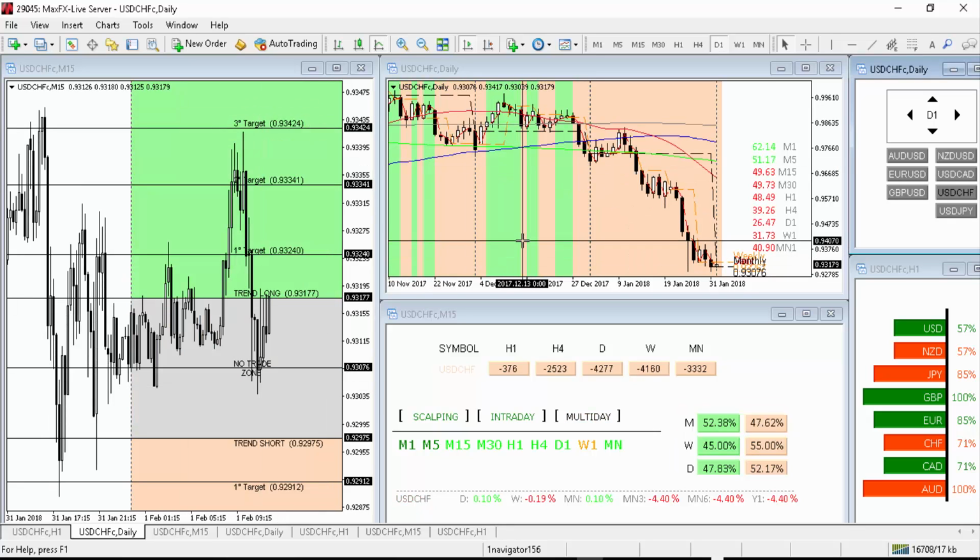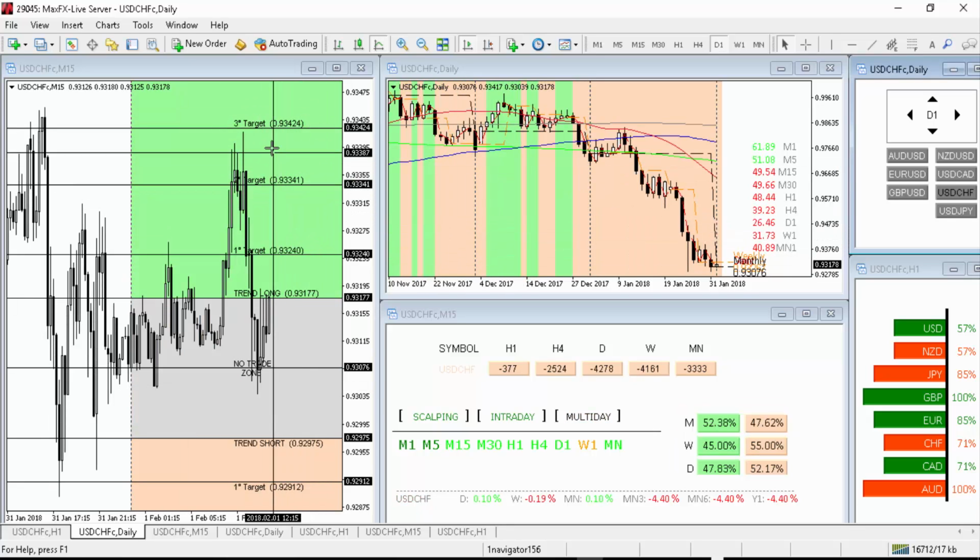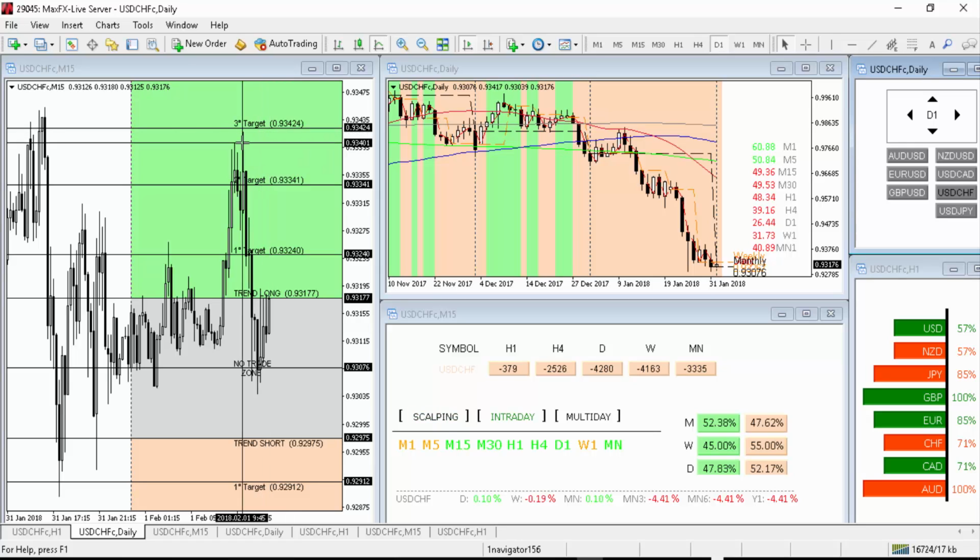US dollar Swiss franc started the session in a bullish tendency and marked an intraday high at 0.9341, just below target number 3 of the target geometry. Then we had a violent correction which brought price below the daily opening, and now the market is trying to resume the bullish tendency. We have a bullish price action at an intraday level, and the pair is gaining 0.09%.